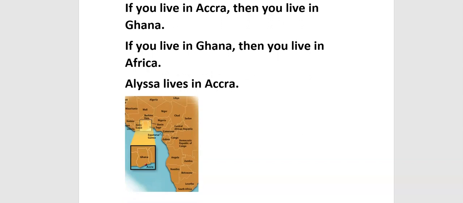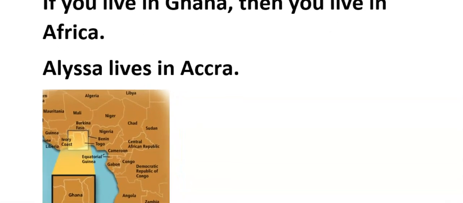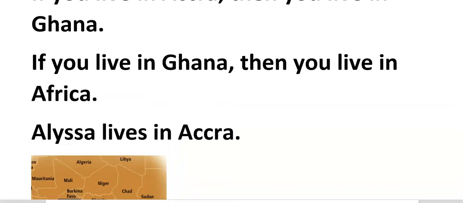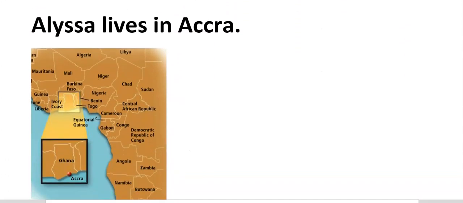Okay, so there is a map if you want to look at. I can maybe make it a little bit bigger. We'll go like this and then we'll go back to the map. So if you live in Accra, then you live in Ghana. Accra is that red little dot. Ghana is the country. So here we're looking at this one. That's Accra, you live in Ghana.